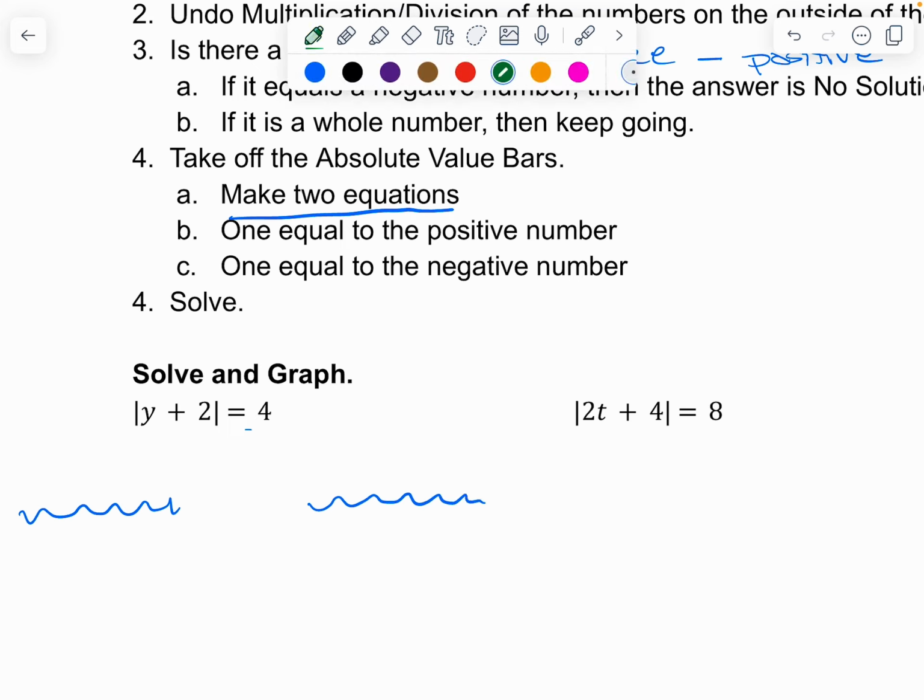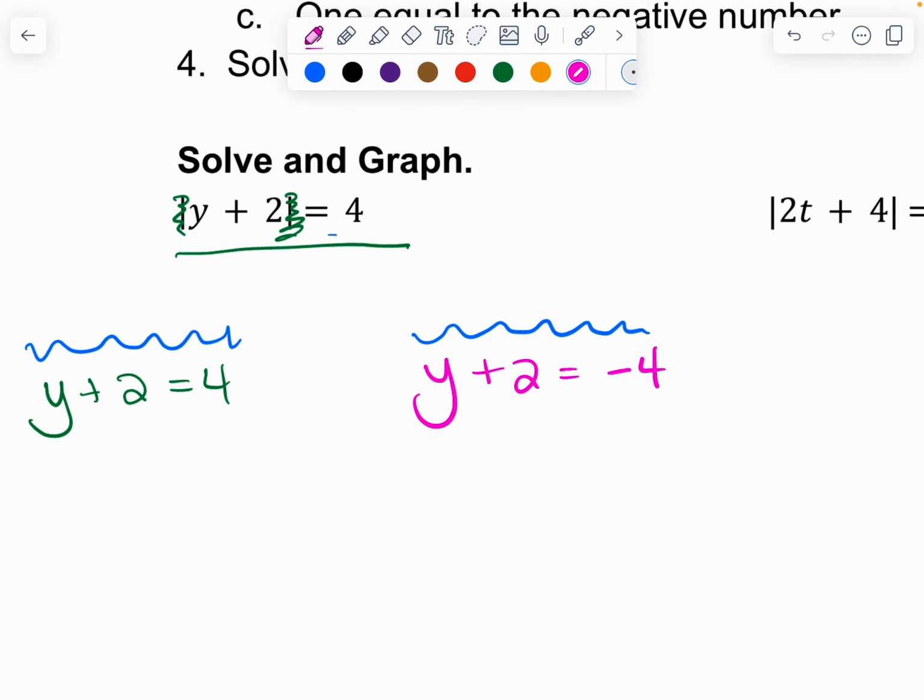My first equation is going to be y plus 2 equals 4. It's the exact same thing as we have up here, except we've gotten rid of the absolute value bars. Then I'm going to do the opposite of 4, so y plus 2 equals negative 4. That part didn't change. The only part that's changing is the negative 4. The reason being is the distance from 0 is 4, right? So on the positive end and on the negative end. Okay?